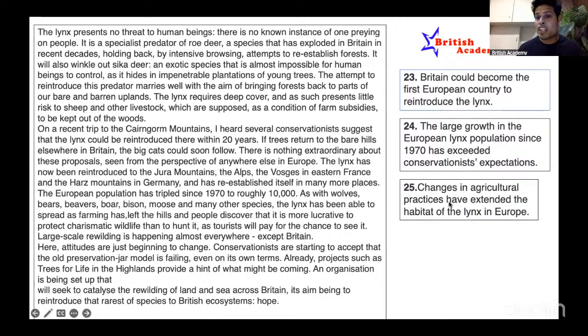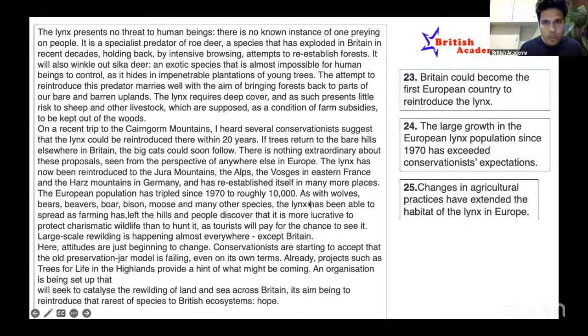Changes in agricultural practices have extended the habitat of the lynx in Europe. Now, remember, guys, this is a very common word that is used in IELTS. They love using that word, habitat. Habitat is a place where you dwell, your breeding place. Many students get confused between habit and habitat. Never do that, guys. Habit is different, habitat is different. So remember this word very well. So changes in agricultural practices have extended the habitat, which means the place to thrive for the lynx.